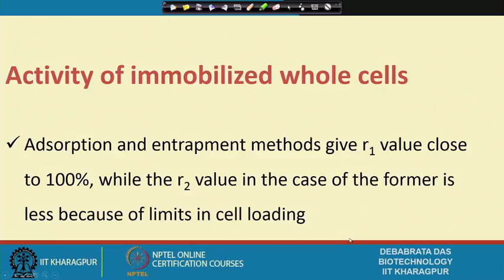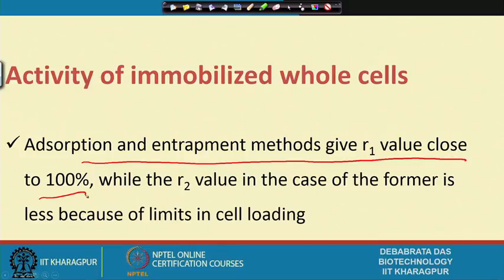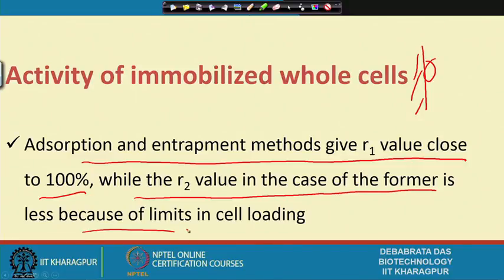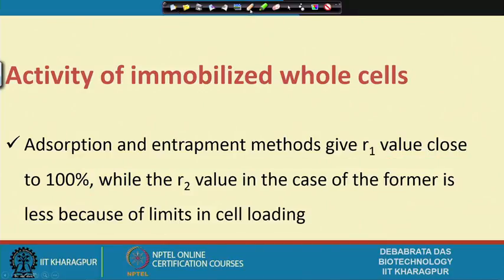Now, regarding the activity of immobilized whole cells, the adsorption and entrapment methods give an R1 value close to 100%, because the cells are loosely connected on the surface and the diffusion problem is very small, so we can expect 100% of the reaction. While R2, in the case of entrapment where cells are loaded inside the matrix, has some problem, because the rate of reaction will be a little less as compared to the adsorption technique or the suspended cells.